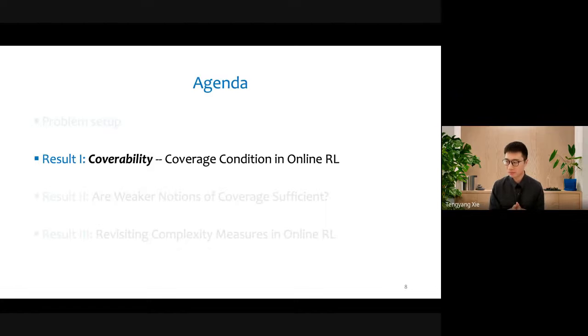Questions? Okay, great. So now let me go to the first result, which is also the main result of this talk. That is, we will introduce coverability, which I would say is a coverage condition of online reinforcement learning.